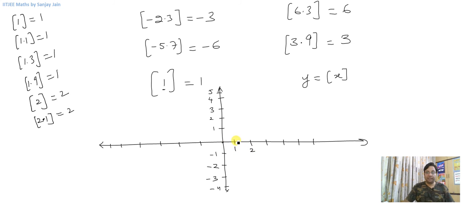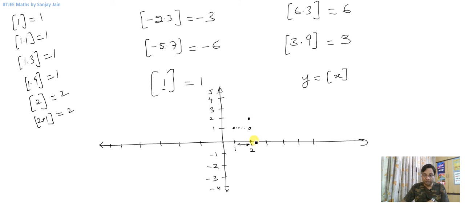Between 1 and 2, at 1 I am getting 1, so this is one of the points that I am getting on the graph. And between 1 to 2, everywhere I'll get 1: 1, 1, 1, 1, 1, except this point which is 2. When I put 2, I will not get 1. What do I get here? I'll get 2. When I put 2, I'll get 2.